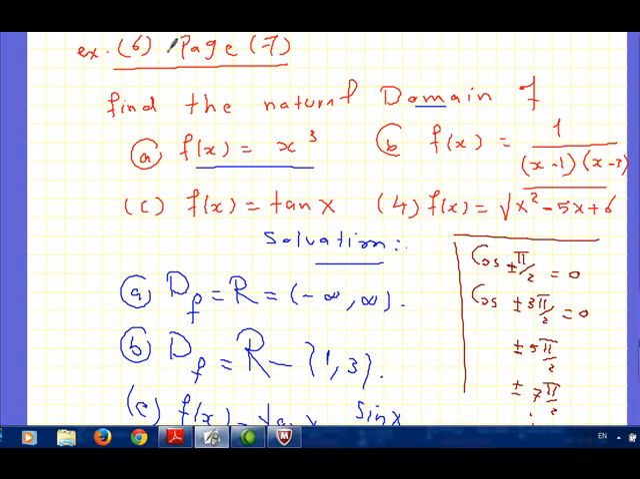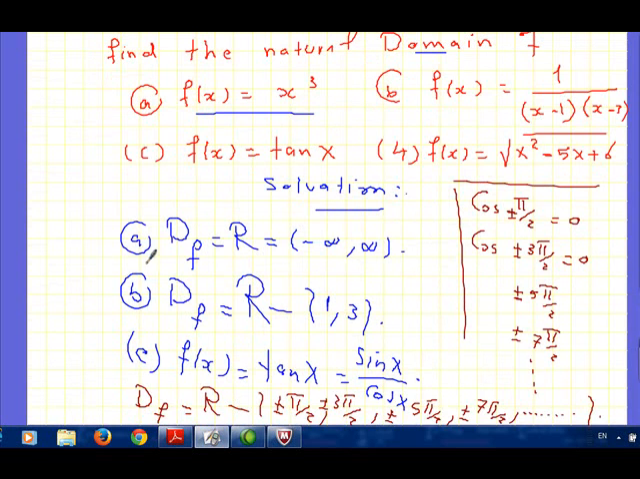Now we have to take some examples from page 7 from the textbook which we study from, Anton. Question A: find the natural domain of the function f of x equals x cubed. Question B: find the natural domain of the function f of x equals 1 over x minus 1 multiplied by x minus 3. Find the natural domain of f of x which is equal to tan x. Find the natural domain of f of x which equals the square root of x squared minus 5x plus 6.